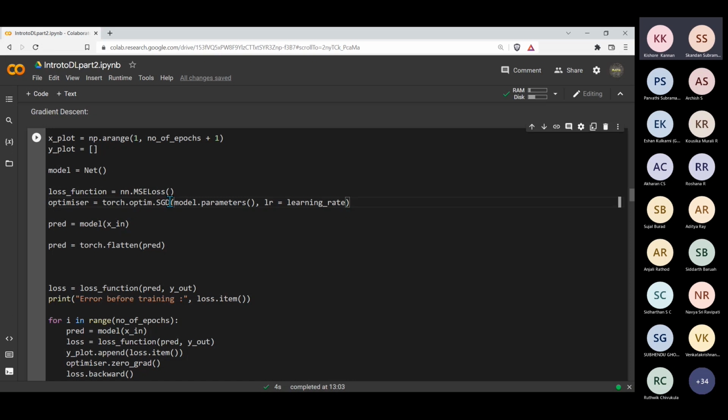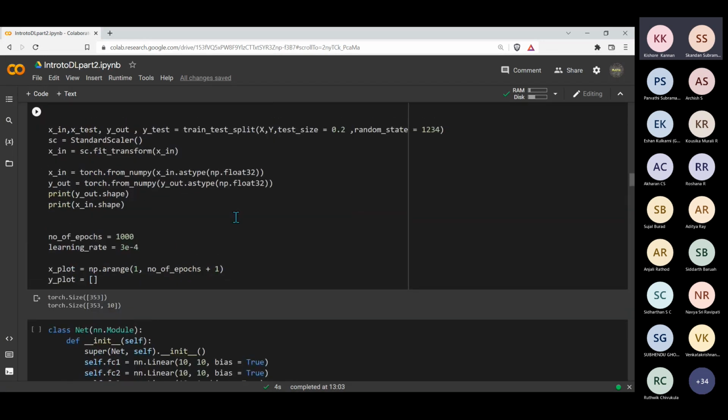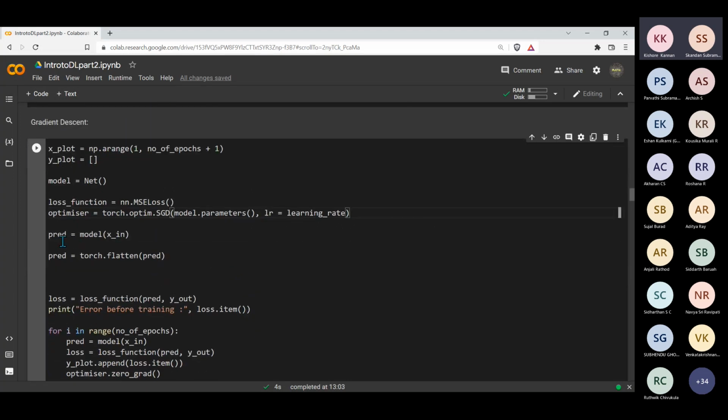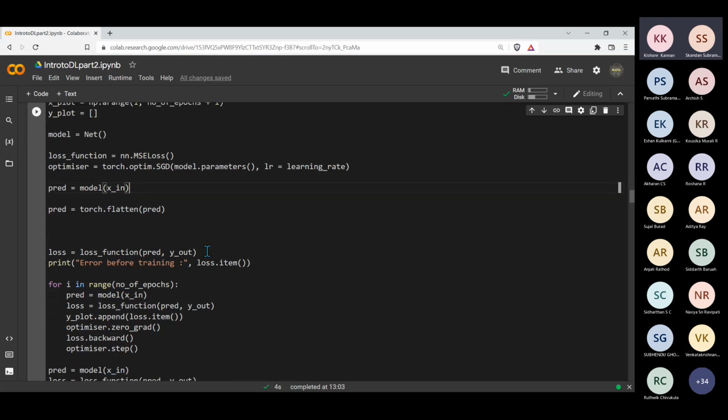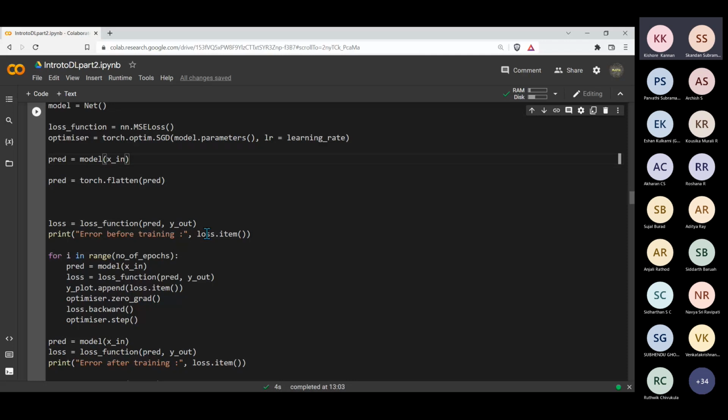So here we use the SGD optimizer, and the syntax will be the model parameters, which are nothing but the weights and biases, and we have to give the learning rate. We have defined the learning rate as a hyperparameter here, which is 3 minus 4. Then we pass the input value to get the prediction, and this prediction is without training. Without training the model, we pass the input just to check the error that we are getting before training. This is the prediction before training, and before training we print the loss.